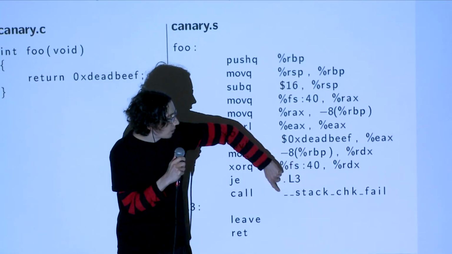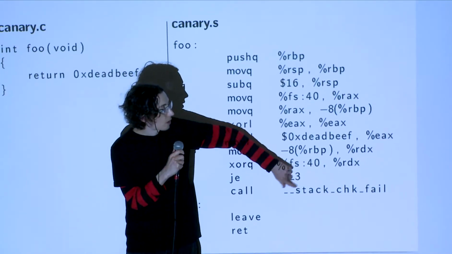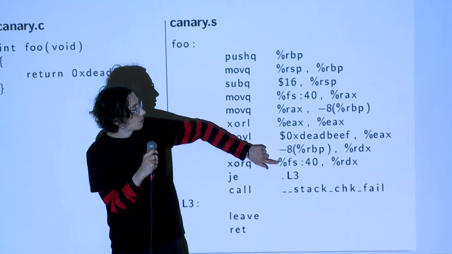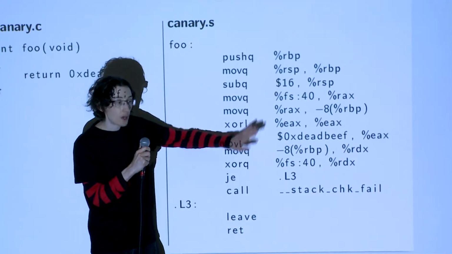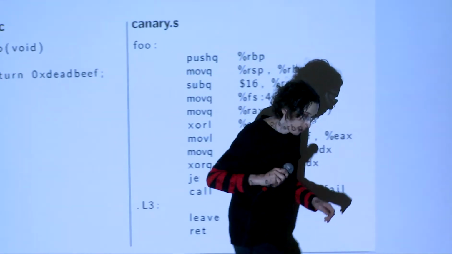And then right here is the epilogue of the function, and it checks the stack canary set there. You can see it's putting that value into RDX and checking it. If the value changes, then the program terminates.